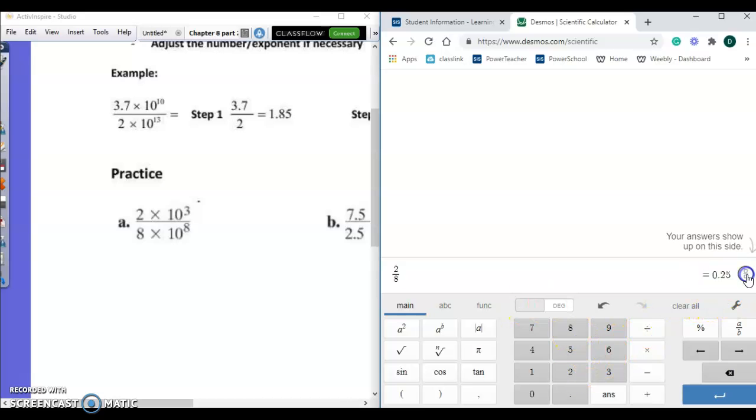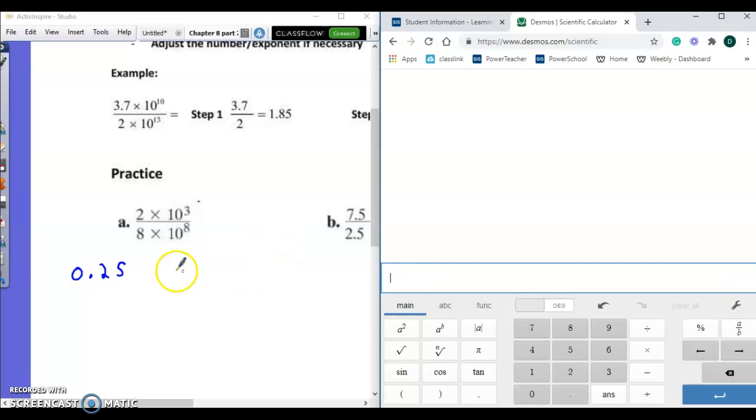I mean, I know that's 1/4, it reduces. But because we're dealing with scientific notation, let's leave it in decimal form. So this is 0.25. Now we have 3 minus 8, and that's going to give us what we are going to use for our exponent. Remember, it's always times 10. So we do 3 minus 8, and that gives us negative 5.